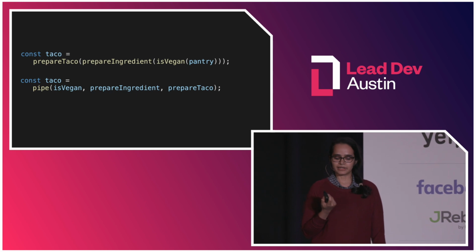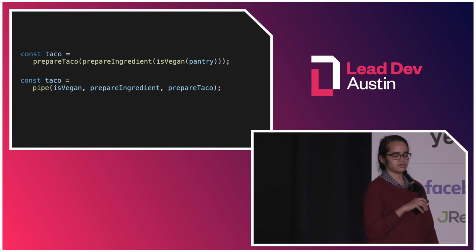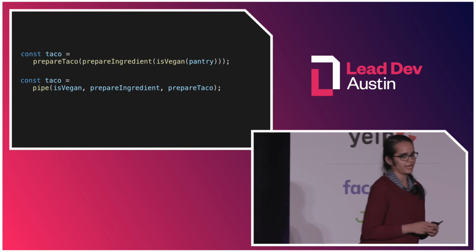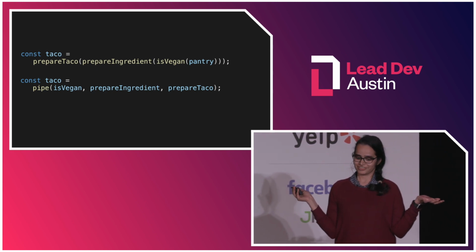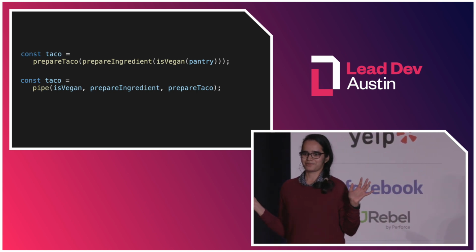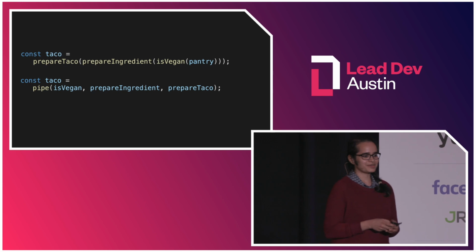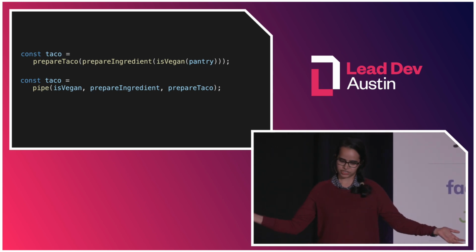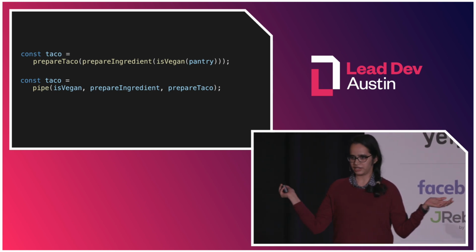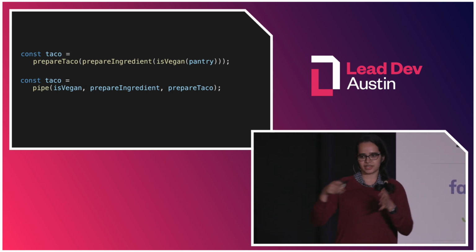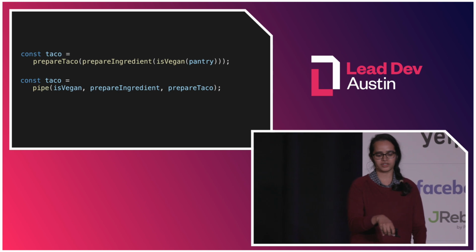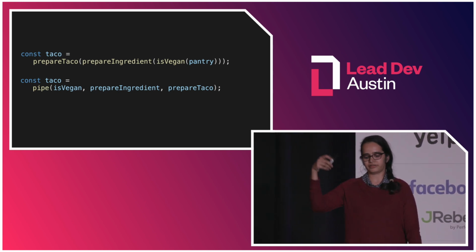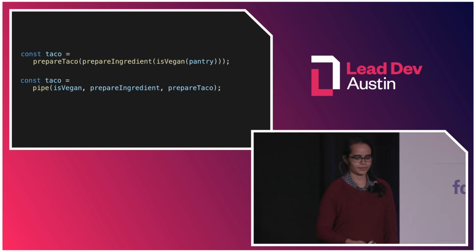So we can make it a little better. Just imagine that you are writing a function called pipe, another higher order function. I must have said function a million times by now. So the pipe function takes a list of n functions. Here we have just three functions, but it can be any number of functions, and chains them together. So the output of isVegan goes as input to prepare ingredient, and then to prepare taco, and so on.